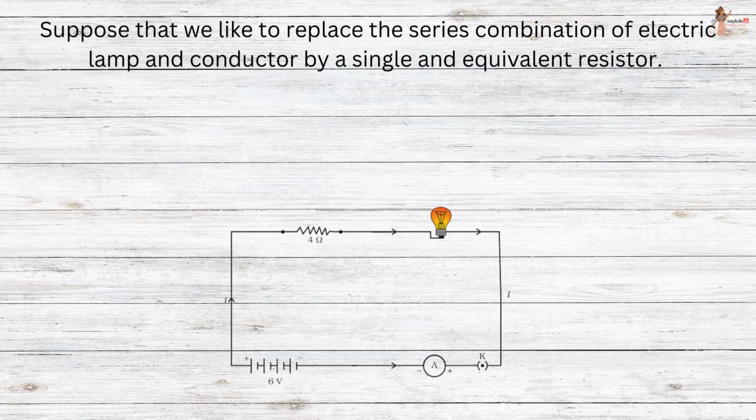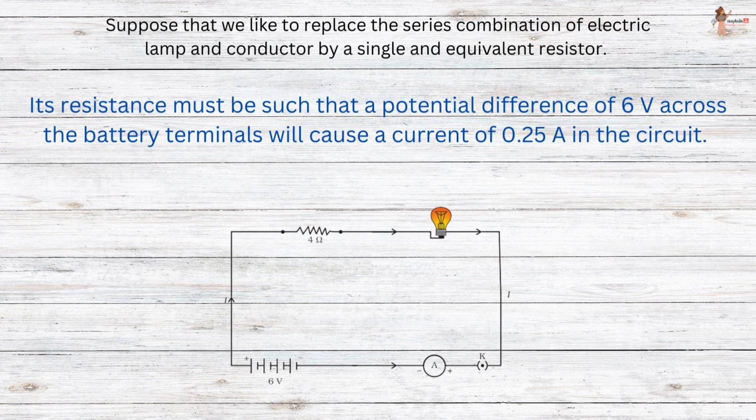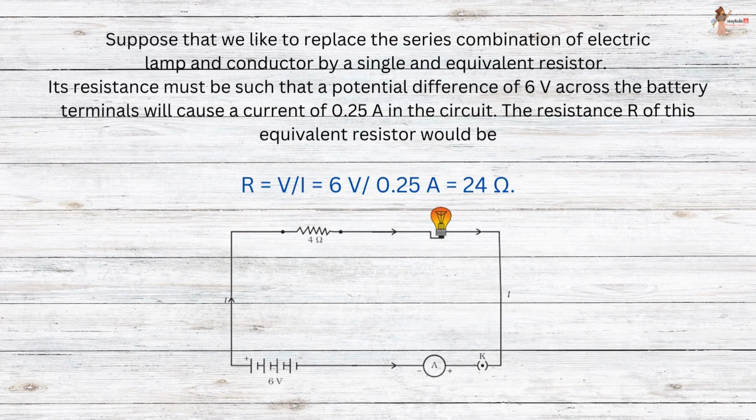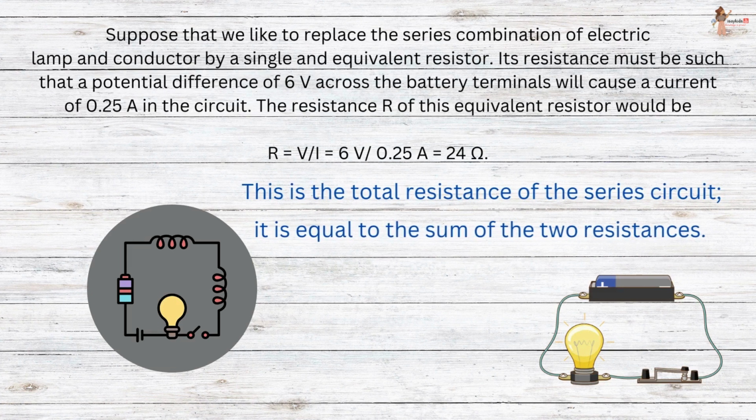Suppose that we like to replace the series combination of electric lamp and conductor by a single and equivalent resistor. Its resistance must be such that a potential difference of 6 volt across the battery terminals will cause a current of 0.25 amperes in the circuit. The resistance R of the equivalent resistor would be R is equal to V by I, which is 6 by 0.25, which is 24 ohms. This is the total resistance of the series circuit. It is equal to the sum of the two resistances.